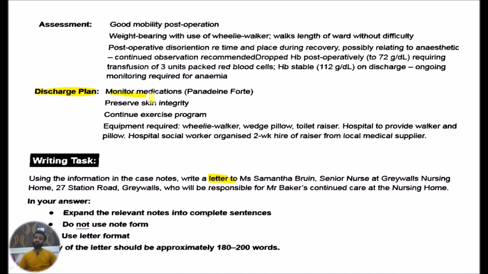And what is the discharge plan? We will write about the monitoring of medication, preservation of skin integrity, and we will also write about continuing the exercise program. So these are the three discharge plan items: number one, monitoring of medication; skin integrity; and exercise continuation. Then there is something else written in the discharge plan, that is equipment required: a wheeled walker, wedge pillow, and toilet raiser. The hospital will provide the walker and pillow. The hospital social worker organized a 2-week hire of the raiser from the local medical supplier.